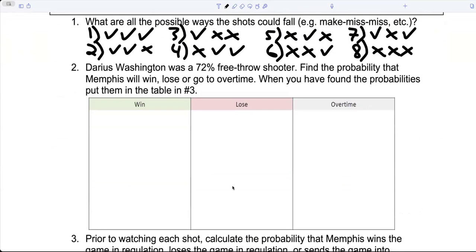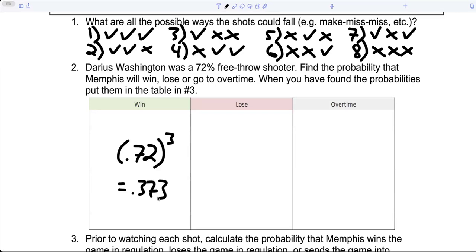Okay, so the probability that they win, it would be 0.72. He would have to make all 3 of them. So it would be 0.72 raised to the 3rd power. So take your calculator and write down that probability. And what is that? 0.373.